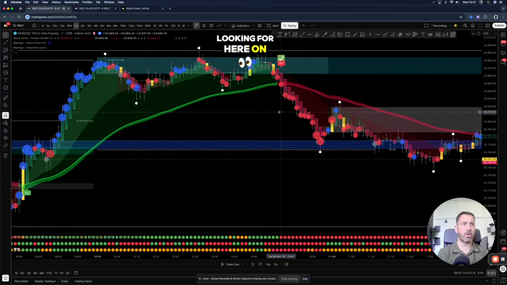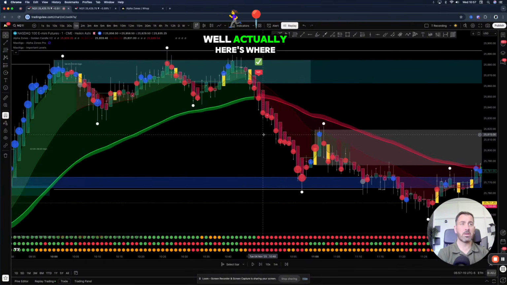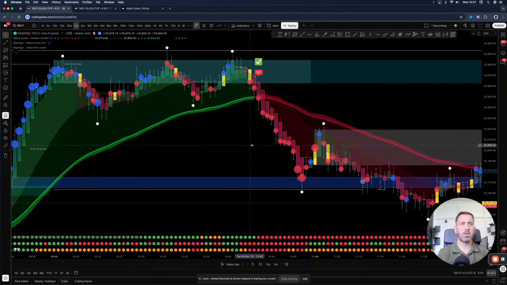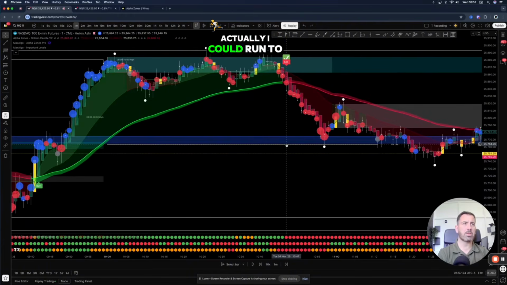What would I be looking for here on this trade? I'd be saying, well, actually, here's where I could be running to this Q here. So if I've got a nice sell signal here, we've got some bearish volume, I'd be thinking that actually I could run to this Q. And that is exactly what it does. As I said, the Qs are such important levels.